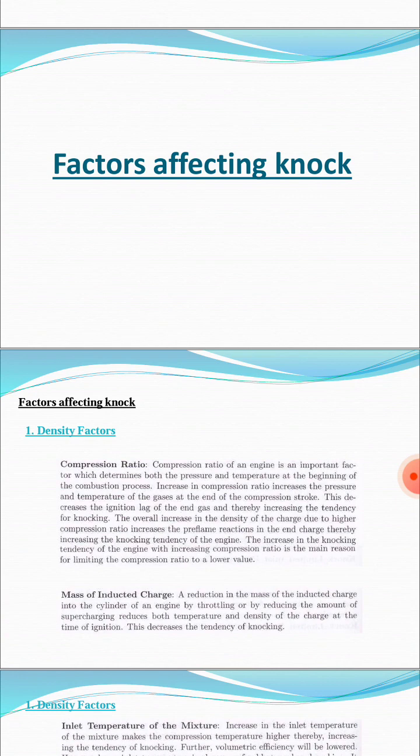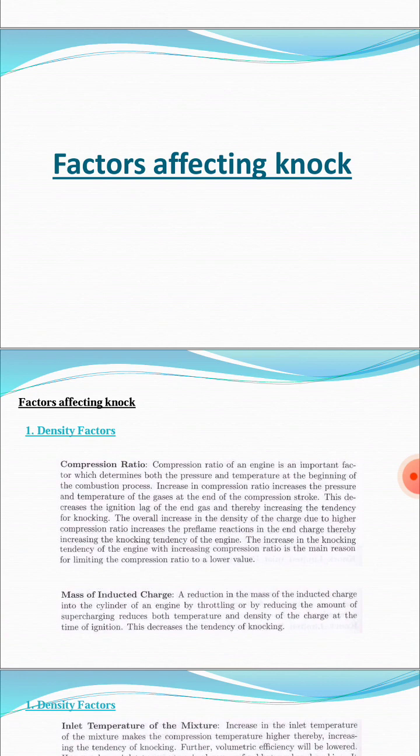The compression ratio of the engine is an important factor which determines both the pressure and the temperature at the beginning of the combustion process. Increase the compression ratio, increase the pressure and the temperature of the gases at the end of the combustion stroke. This decreases the ignition lag of the end gas and thereby increases the tendency for knocking.